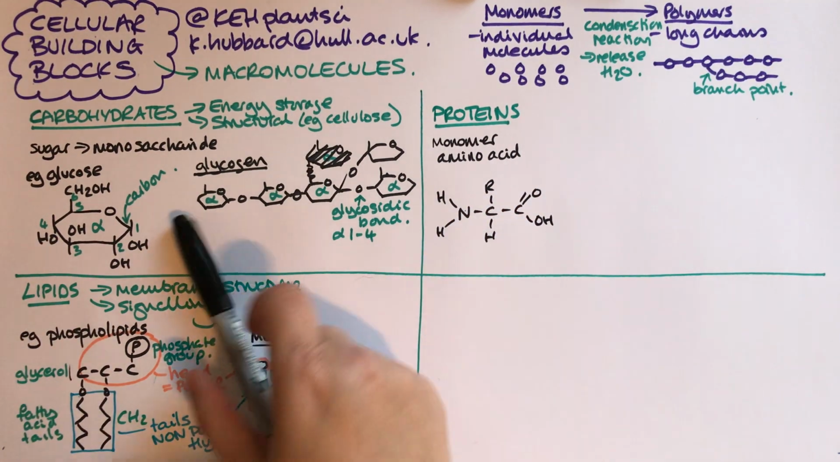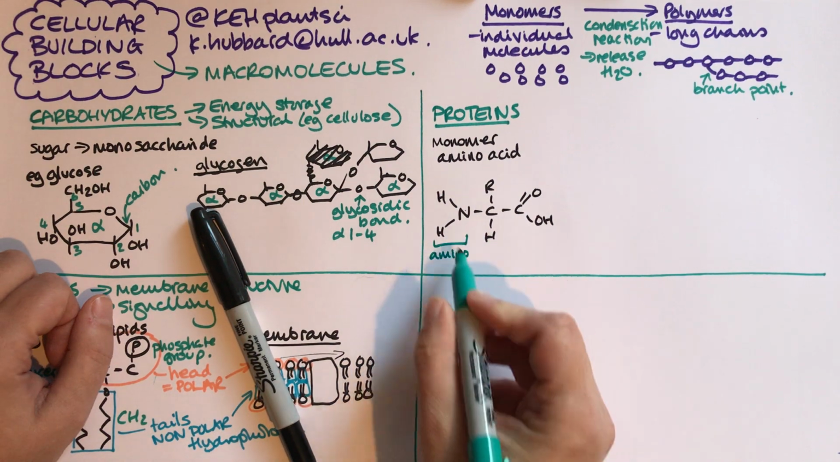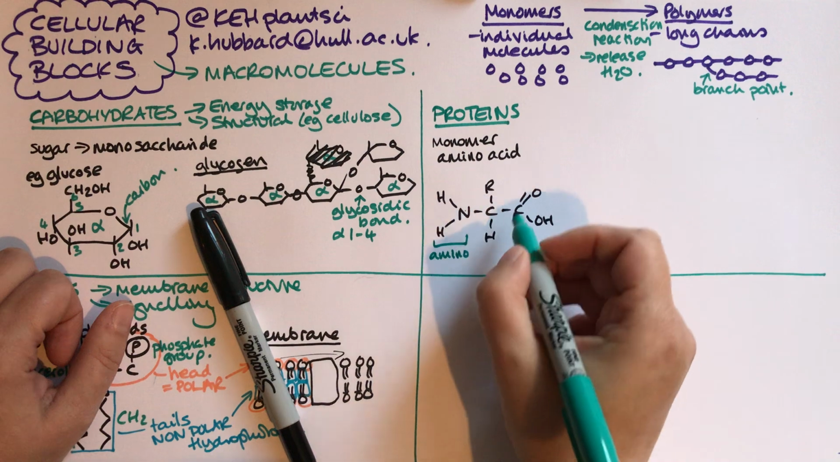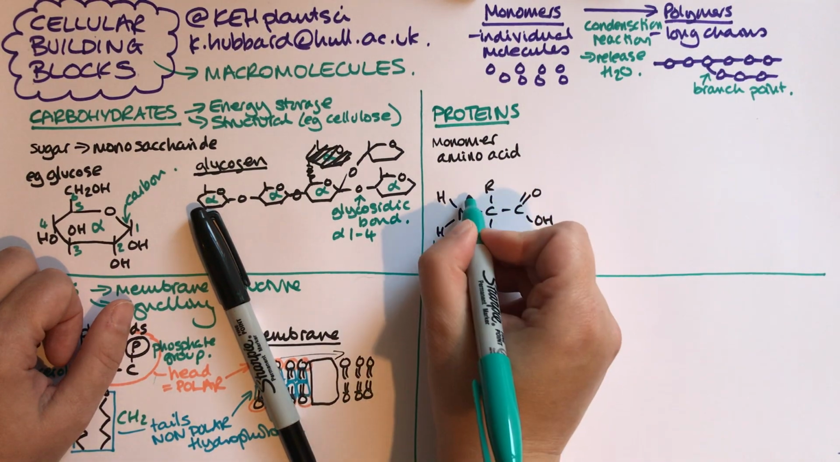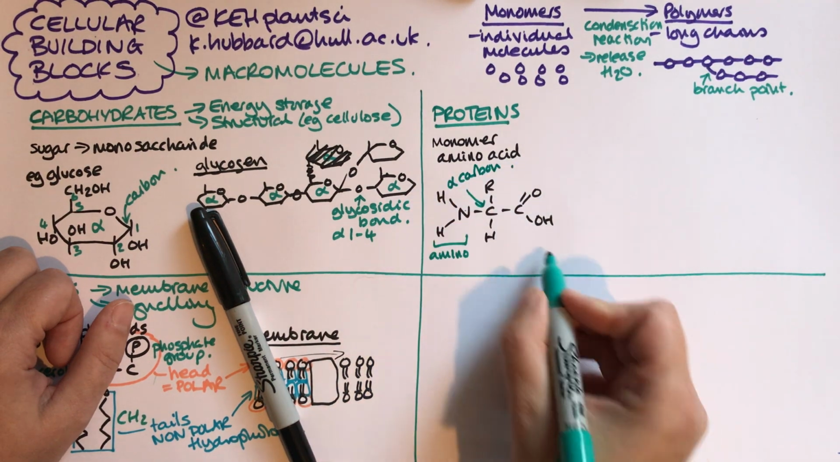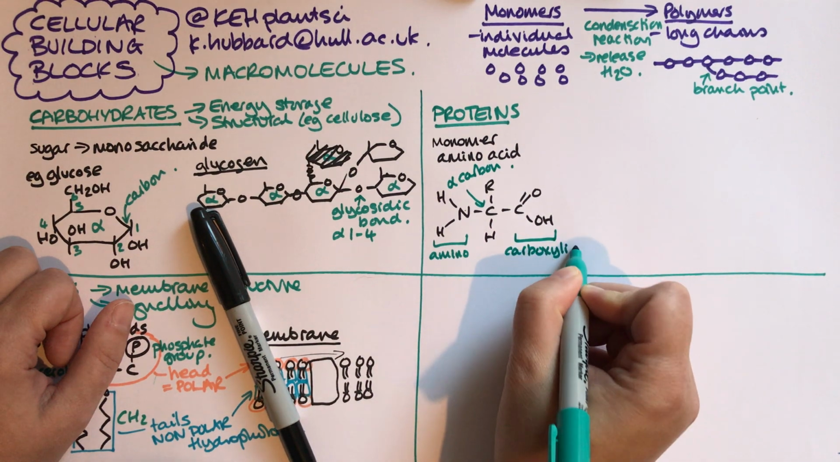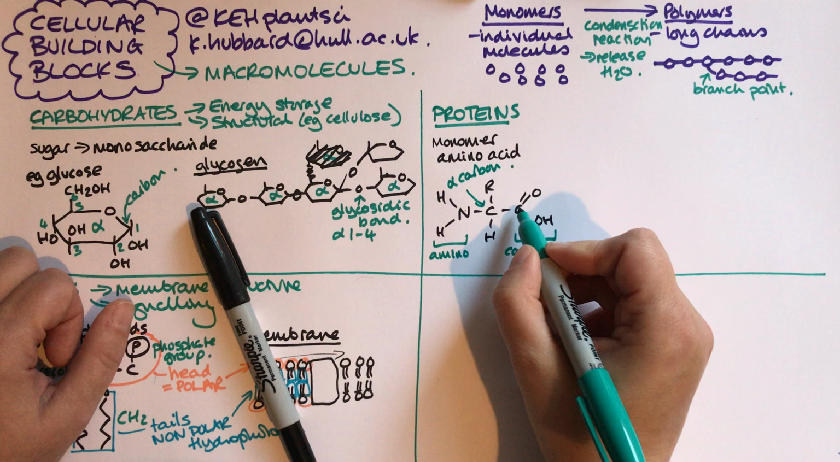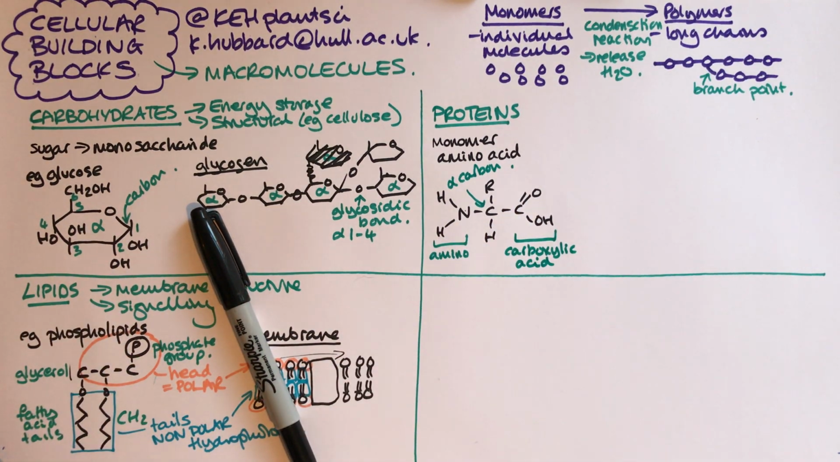So here we've got an amino group. That's what gives it its name. We've got a central carbon. Notice that carbon is bonded to 4 different things, and we sometimes call that the alpha carbon. We've got a carboxylic acid group at the other end, so C double bond O and OH. We've got a lone hydrogen, and then we've got this bit called R that you may have seen before.